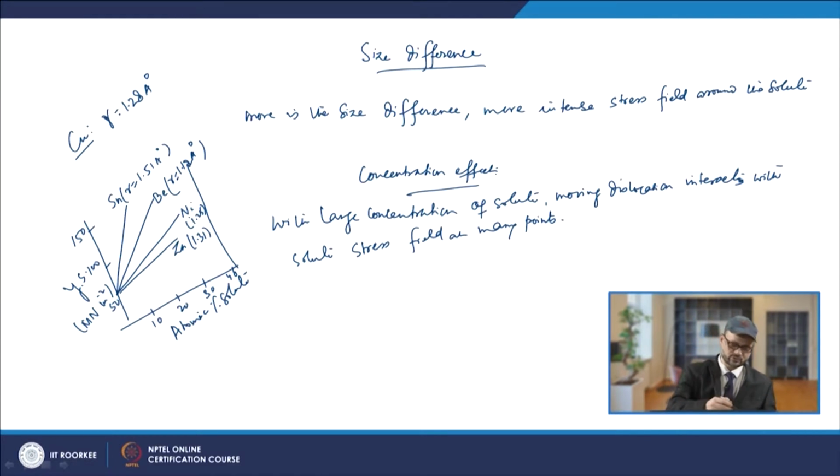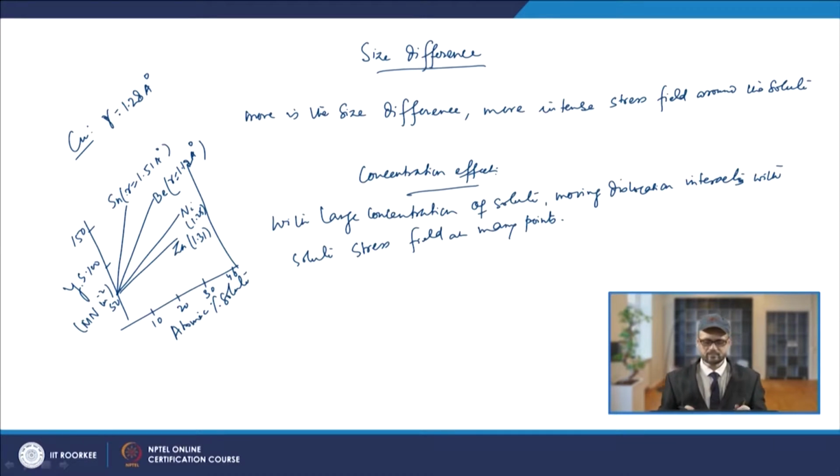In these cases your strength becomes quite high. The slope of this line will be quite high, and that is why the difference in the yield strength is becoming quite considerable. This is the effect of the change in size. The larger strength is achieved when your size difference becomes larger.